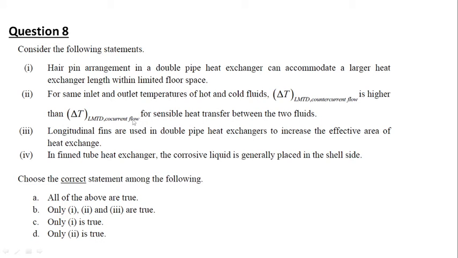And option C, longitudinal fins are used in a double pipe heat exchanger to increase the effective heat transfer area. Then option D is incorrect, because generally the fouling and corrosive fluids are not placed in a shell side of the fin tube heat exchanger, because it can corrode the tube outer surface, which can lead to damage of fin. So the correct answer is option B.